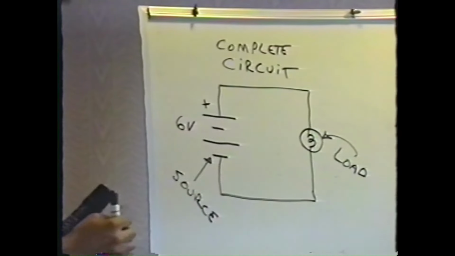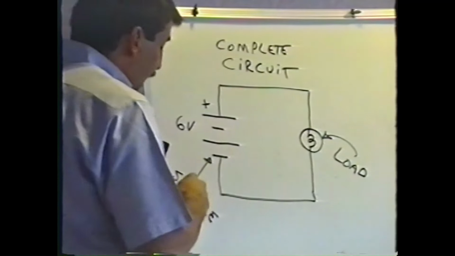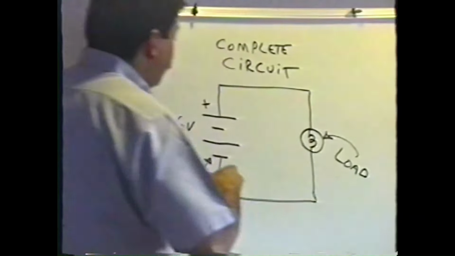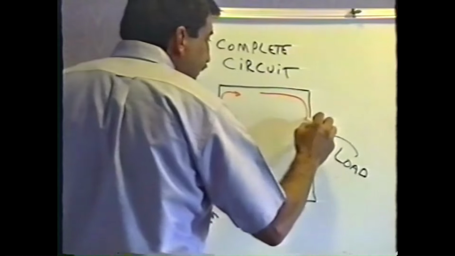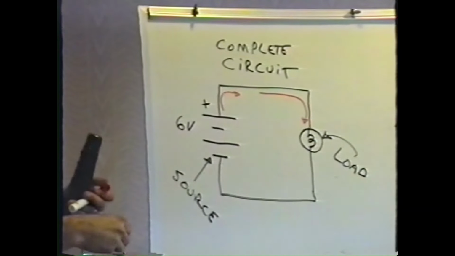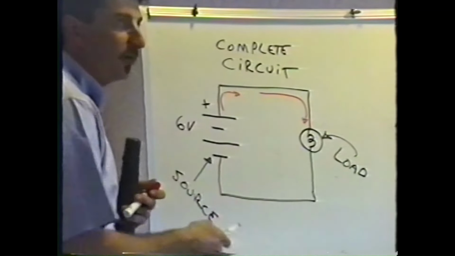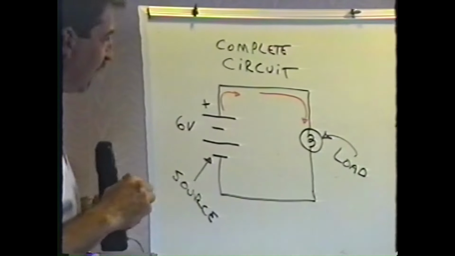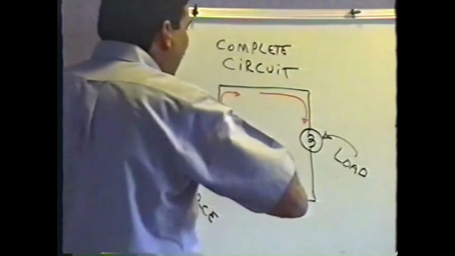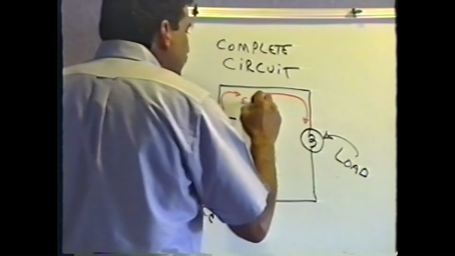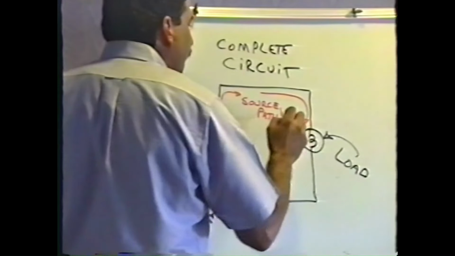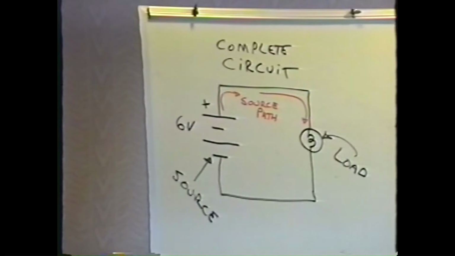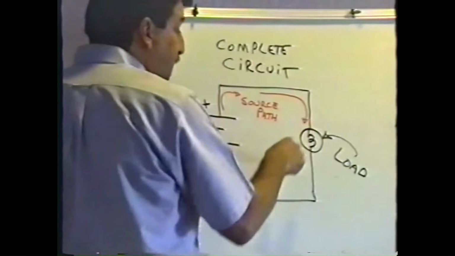You need to have a way to get the power from the source to the load. You need to have some kind of a conductor, some kind of a wire, some kind of a piece of metal, something that's going to conduct the electricity. And we call that the source path. The source path, the path that the electricity is going to follow as it goes from the source to the load, is called the source path.